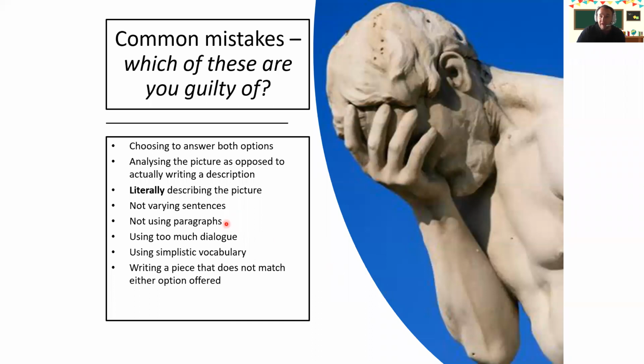Other mistakes: not varying your sentences. I covered that at the start of the video. Not using paragraphs. So make sure, just like sentences, you've got to have a mixture of paragraphs and paragraph sizes. You might have a short, sharp paragraph, a one-line paragraph to really break the tension. And like sentences, you might have a longer, more detailed and descriptive paragraph to build the atmosphere up, or whatever tone or mood you're going for.